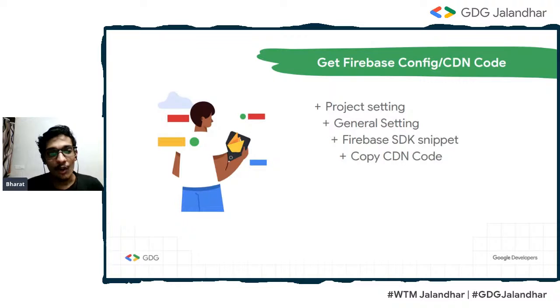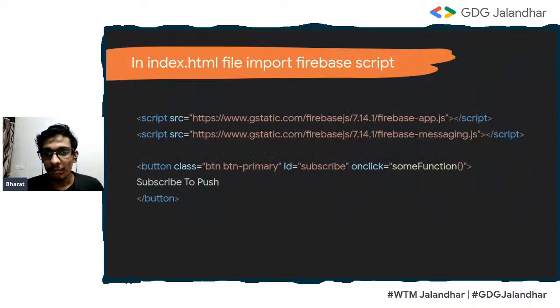After that, you have to copy the CDN files which we are going to use in our application. You can also Google it, like cloud messaging CDNs. But the handiest way is to go into the project settings, under config, general config, then the Firebase SDK snippet, and copy your CDN file code. Now we will see how the code looks.